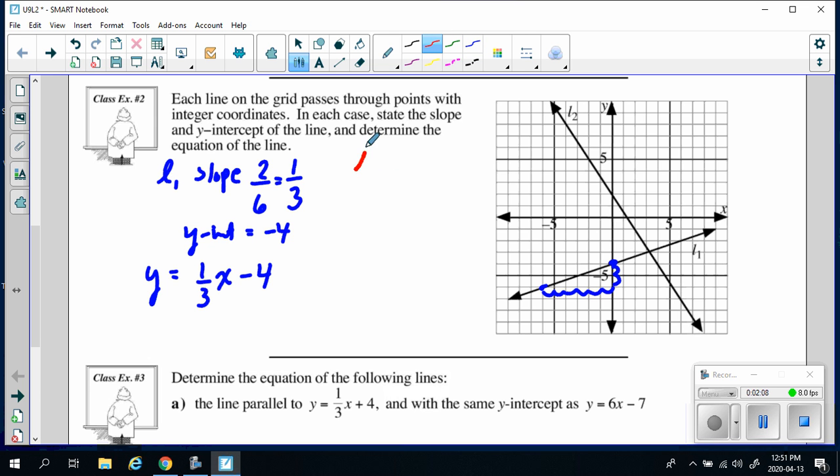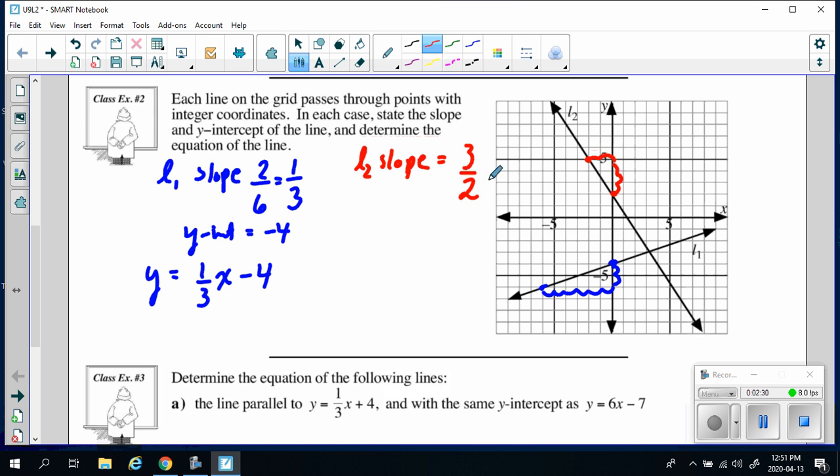For line 2, let's just check that slope. So I need to find two convenient points. So I'm going to choose this point, which is quite convenient. And what's another convenient point? Oh, over here. There's one here. And if I'm looking at the rise, it's 1, 2, 3. And the run is 1, 2.